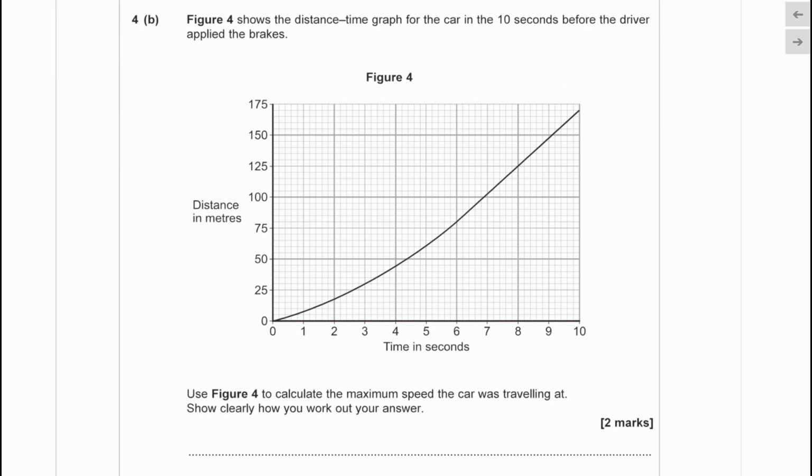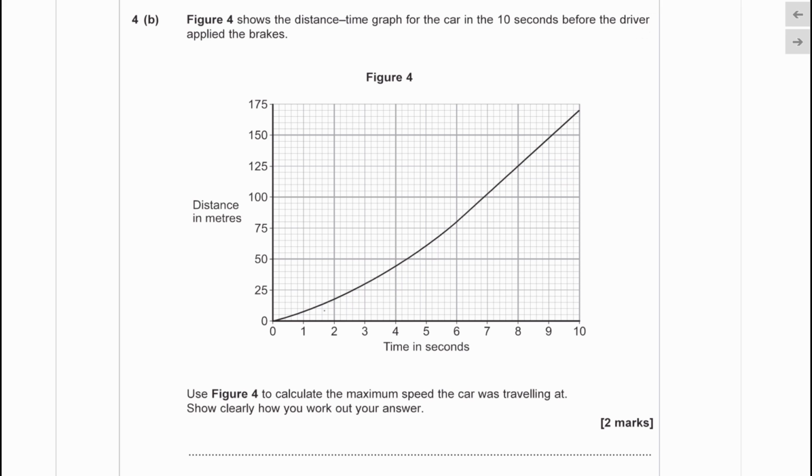4B. Figure 4 shows the distance time graph for the car in the 10 seconds before the driver applies the brakes. Use figure 4 to calculate the maximum speed the car was travelling at. Show clearly how you worked out the answer. Now, what we need to do for this question is work out the speed from the graph. If you have a look, the steepest point on the graph is when the car is travelling the fastest. And the steepest point is here at the end, because look, it's a straight line at the end. Not my drawing, but you can see where I'm pointing. The straight line is steeper than the curve down here, okay?